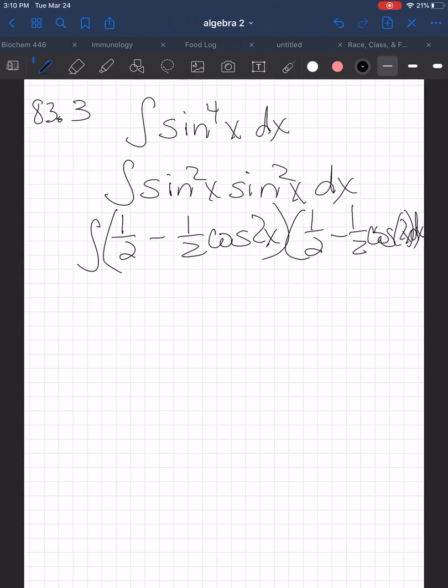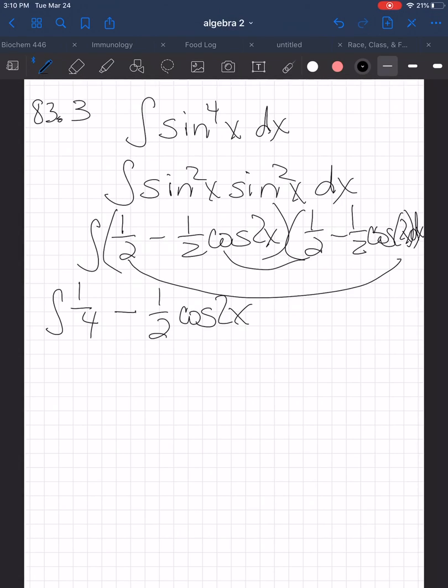So we'll get the integral of 1/4. Outer is minus a fourth. Inner is minus a fourth. So that would be minus 1/2 cosine of 2x. And then this times this, negative times negative is positive. Half times a half is 1/4 cosine squared 2x, and all of this is dx.